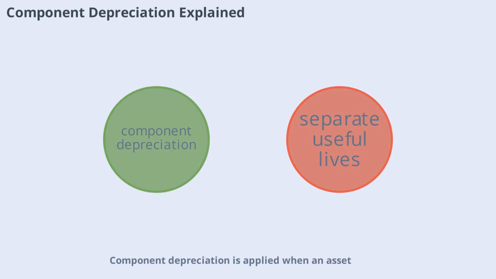Component depreciation is applied when an asset consists of significant parts with different useful lives. Each component is depreciated separately, reflecting its own pattern of consumption. For example, an aircraft's engine and its body may have different useful lives and should be depreciated individually. This method provides more accurate financial reporting, especially for complex assets, and ensures that each part's expenses match its economic benefit.